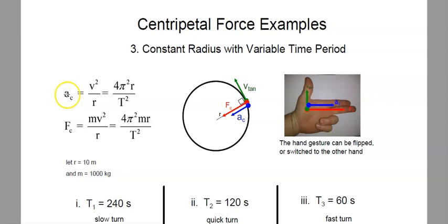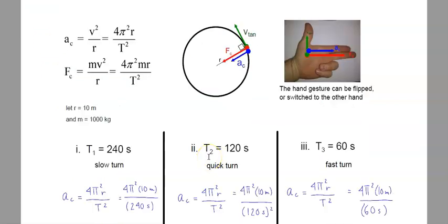Alright, let's get started. In the given problem scenario, we're going to have a slow turn, a quick turn, and a fast turn. We're going to be using time values: a slow turn of 240 seconds, a quick turn of 120 seconds. As you see, that's half. And then a fast turn, we're going to cut that in half one more time. We're going to take a look at what a 1,000 kilogram car does while turning on a 10-meter curve. Let's take a look at that math.